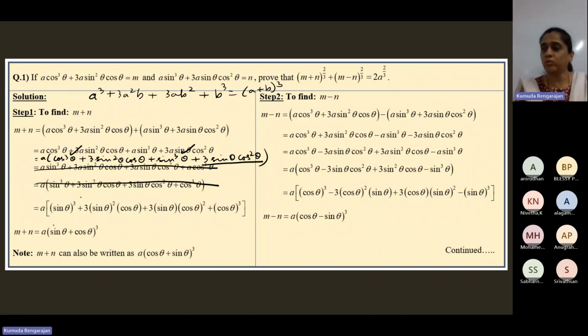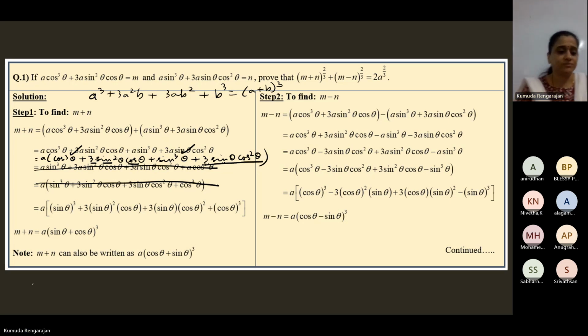So we have four terms. Two of them are perfect cubes. So you're forced to look at the remaining two as 3 a square b and 3 a b square, because you have a cubed and b cubed. Correct? So how do you make out which is a and which is b from the terms here? See, 3 a square b, 3 sine square theta cos theta. So a is sine theta and b is cos theta. Correct? And see, 3 a b square, 3 sine theta cos square theta.